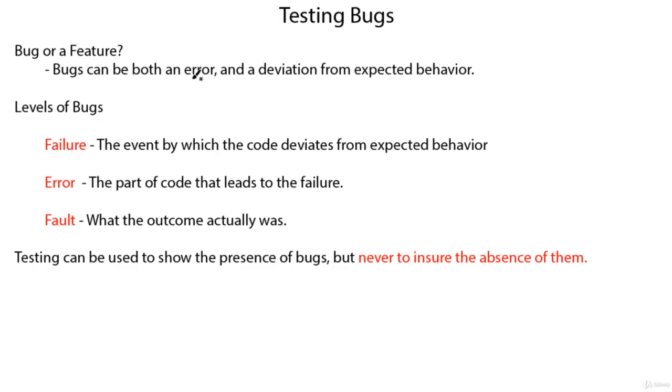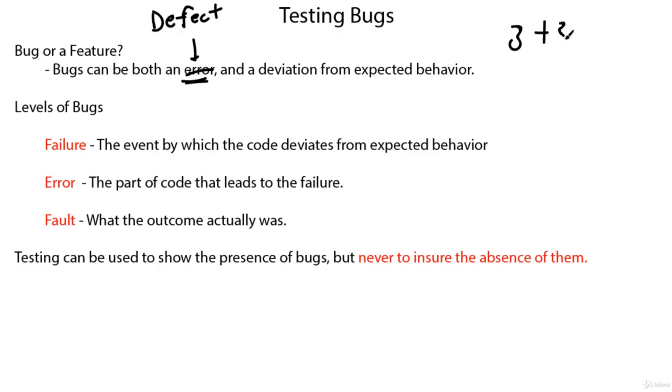And bugs can be both an error, so basically a breakdown of the entire code, the part of the code that actually leads to the failure. Or, the error terminology here is not the specific level of a bug. I think they call it a defect, which is the technical term here. So bugs can be both a defect or an error, which is the common nomenclature, the common way of saying it, and a deviation from expected behavior. So it could be a system-ending thing.